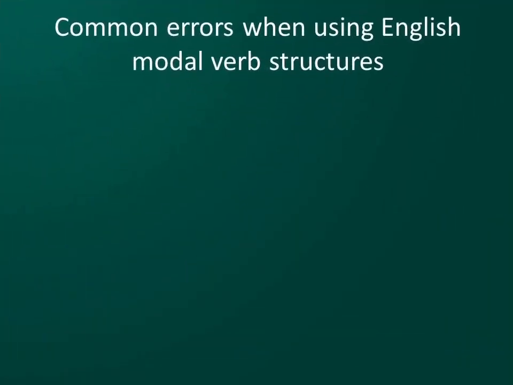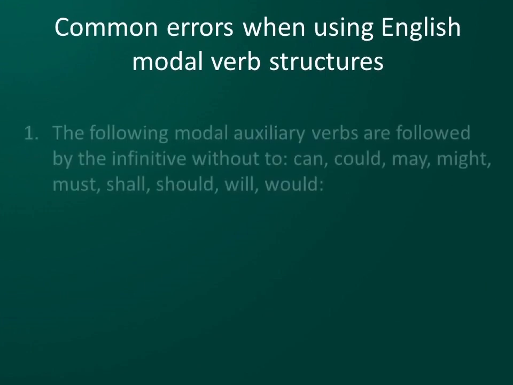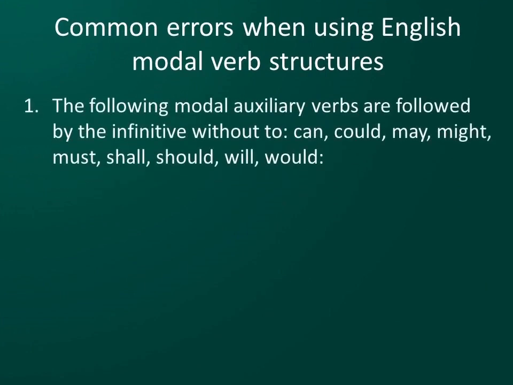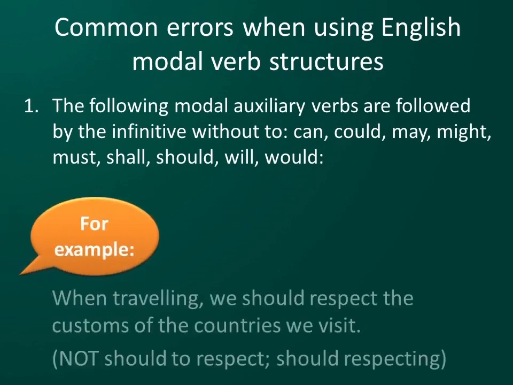Common errors when using English modal verb structures. The following modal auxiliary verbs are followed by the infinitive without to: can, could, may, might, must, shall, should, will, would. For example, when traveling, we should respect the customs of the countries we visit. Not should to respect, should respecting.